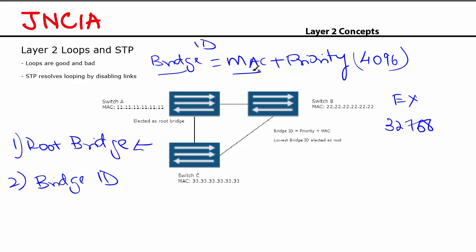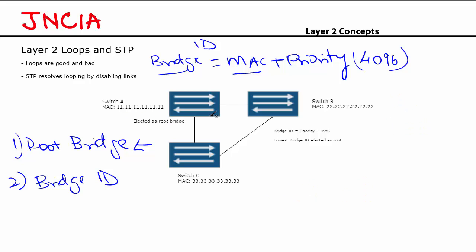And just in case you're wondering how this combination would look, it's simple. Just take the MAC address for switch A, which is 11111111, and then you put the priority. It gives you a numerical value. So the lowest bridge ID becomes the root bridge. In this case, the lowest MAC address happens to be with switch A. So switch A will be elected as the root bridge.